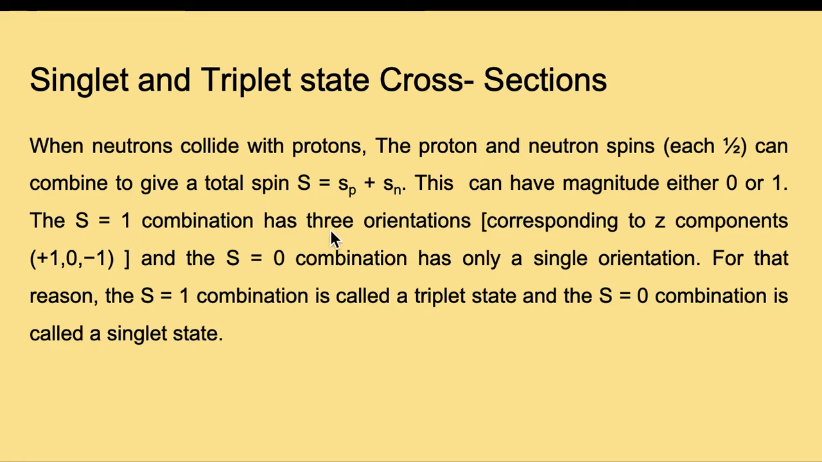The S equal to 1 combination has 3 orientations. This is also known to us as the spatial arrangement of spins. You consider the z-axis as the direction, and it has 3 orientations corresponding to z components plus 1, 0 and minus 1. And the S equal to 0 combination has only a single orientation. So for that reason, the S equal to 1 combination is called a triplet state, that means it has 3 orientations, and S equal to 0 combination is called a singlet state because it has only 1 orientation.